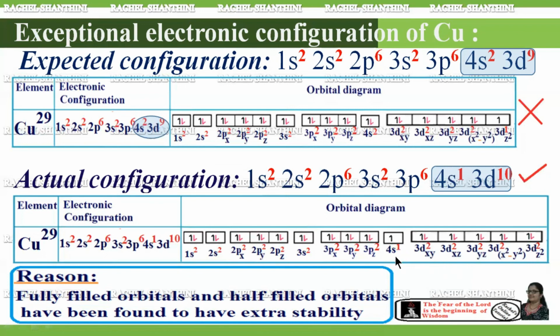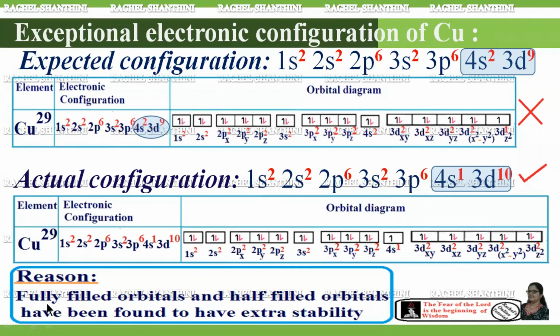What is the maximum number of electrons that could be accommodated by s orbital? 2, right? Since it gives 1 electron to d orbital, it becomes half filled orbitals, right? So here also we have half filled and here also we have fully filled orbitals. So fully filled orbitals and half filled orbitals have been found to have extra stability. So this electronic configuration has extra stability when compared to the expected configuration, right? So that's why this is the actual configuration for copper.